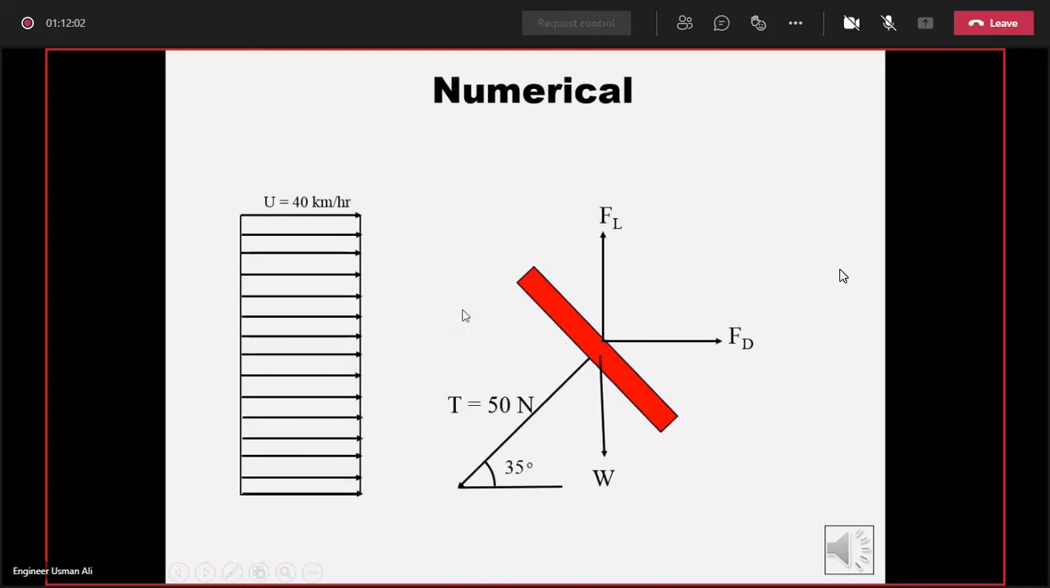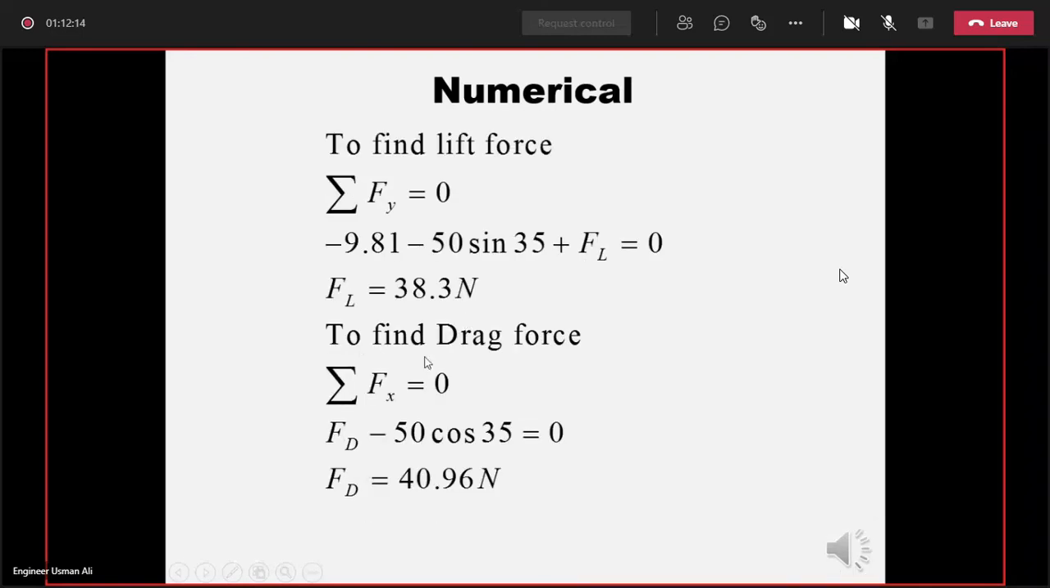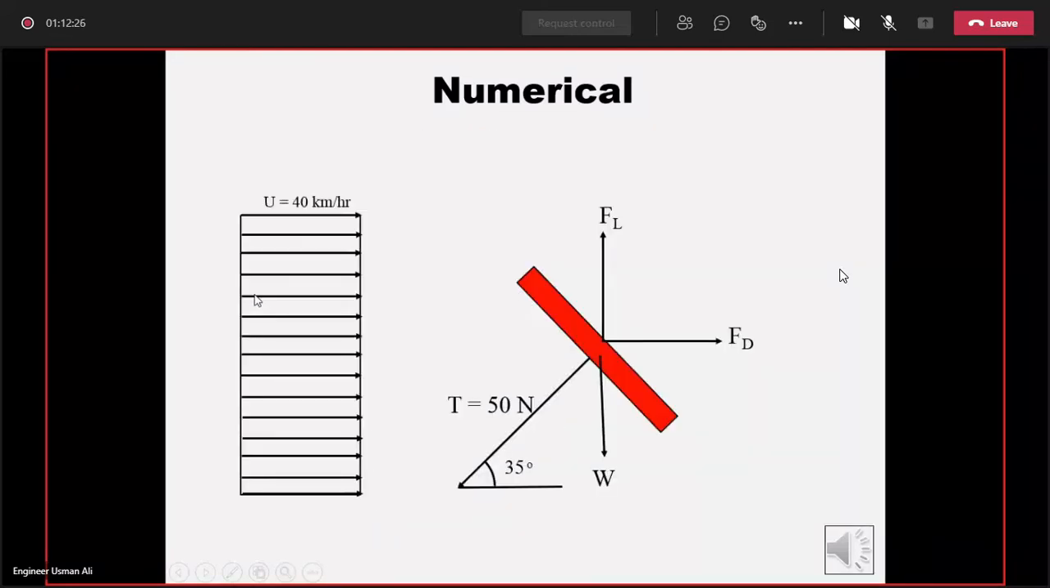Then to find the drag force, we have to take the forces acting in the x direction. So there is a drag force, and opposite to it is the 50 cos of 35. So FD, the summation of forces in the x direction is 0. So FD minus 50 cos of 35 is 0. So FD is 40.96 newtons. So this is how we can find the lift force and the drag force from the given data.